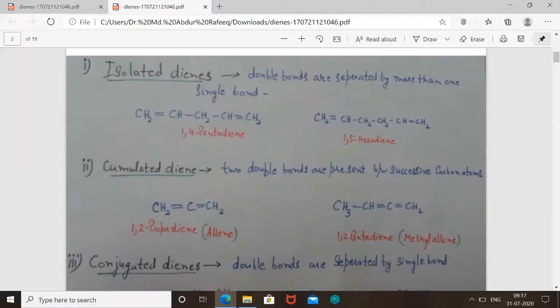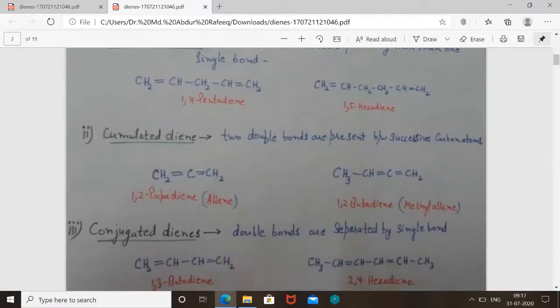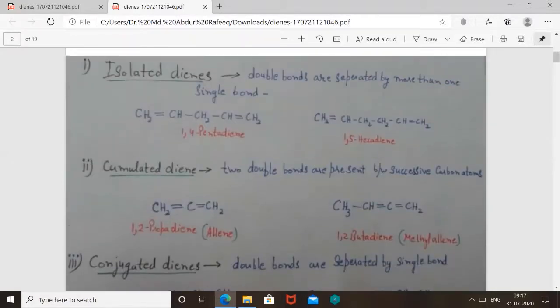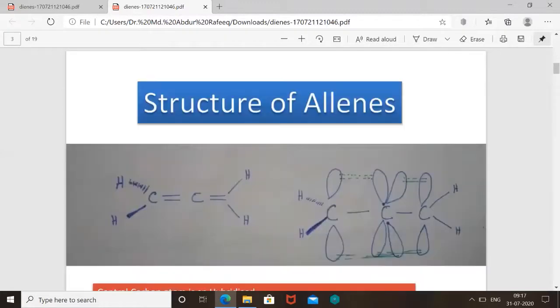Isolated dienes, cumulated dienes, conjugated dienes. Remember: in isolated dienes, the double bonds are separated by more than one single bond, somewhere isolated. Cumulated means exactly on the next carbon. And conjugated means it is separated by one single bond, alternate. So that is called conjugated dienes.